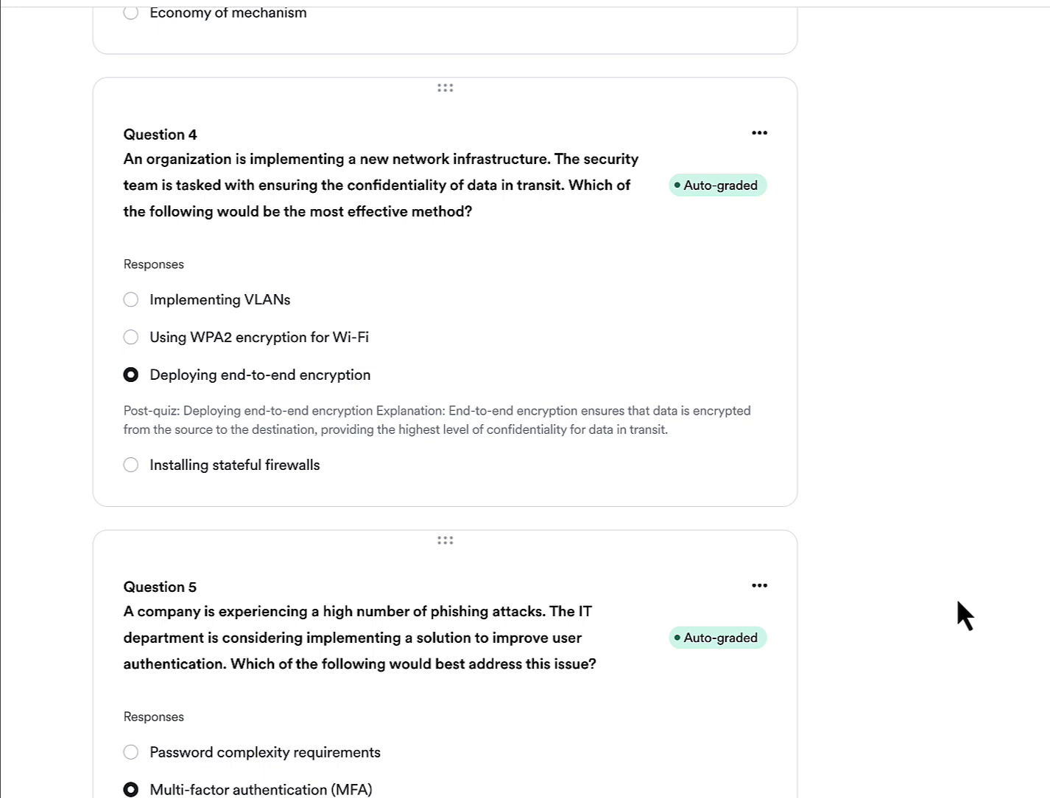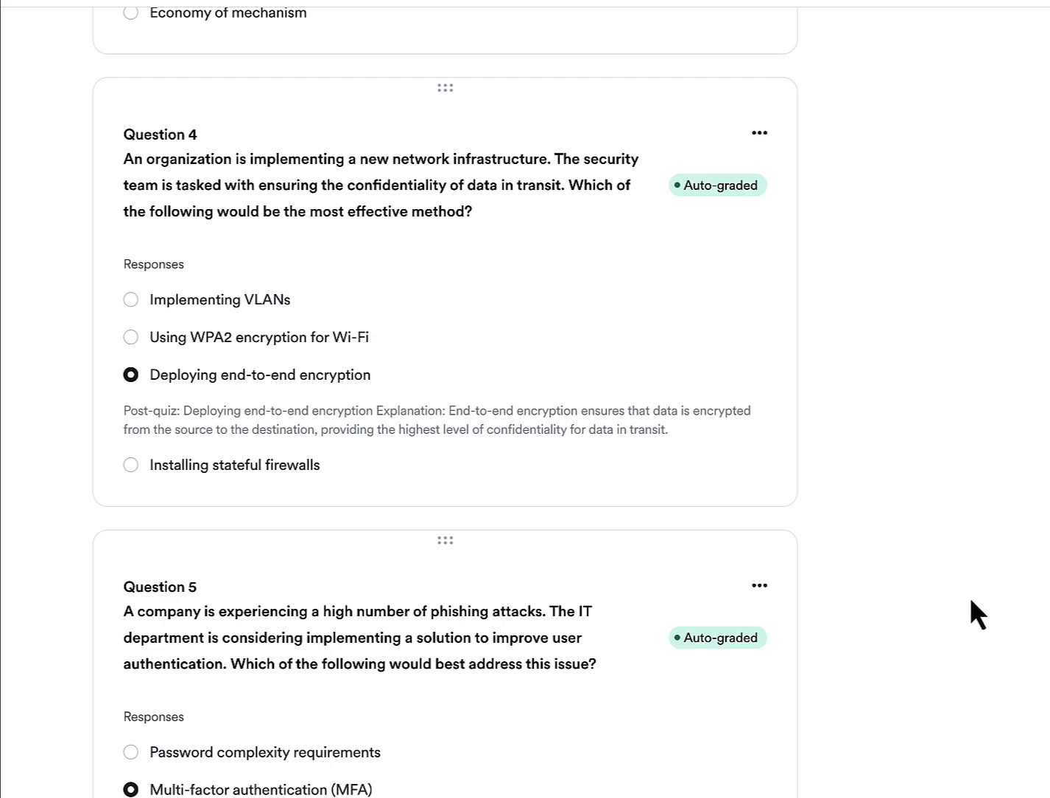Say an organization is looking to put in new infrastructure, and this team is looking to ensure confidentiality of the data in transit. Which of the following would be the most effective method? And the answer is C, deploying end-to-end encryption. Right? So using WPA on Wi-Fi is good, but that would affect only one area. Same with a VLAN. When you're deploying end-to-end encryption, that obviously is any communication that goes from point A to point B is encrypted during this entire process. And that is the highest level of confidentiality that you can provide.